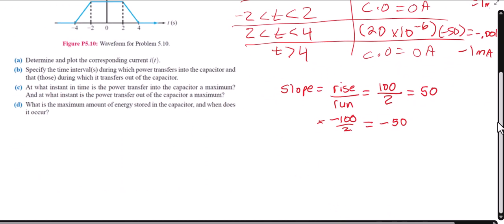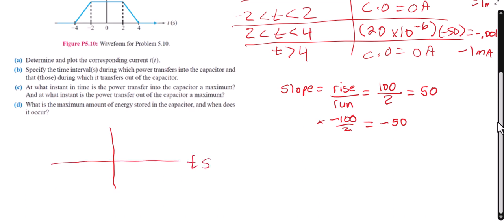So if we're going to graph that, we'll do a graph like this. Time in seconds. Current. It'd be nice to put it in milliamps because then it's 1 and not 0.001. So we have 2, 4, -2, -4.